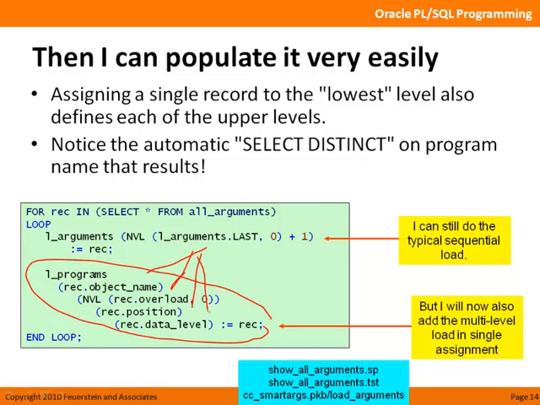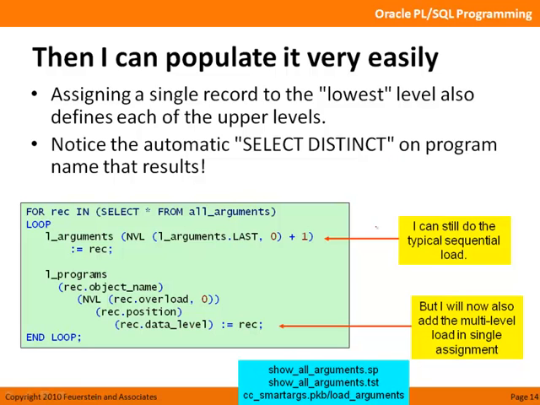I didn't have to write a loop within loop within loop. It basically did it all for me automatically, and essentially did a select distinct on program names that have results. So it automatically distributed the data out across all 4 levels of nested collections. It's a really, really nice, powerful statement that hides a lot of work. So there it is. One assignment populated my 4-level nested collection.